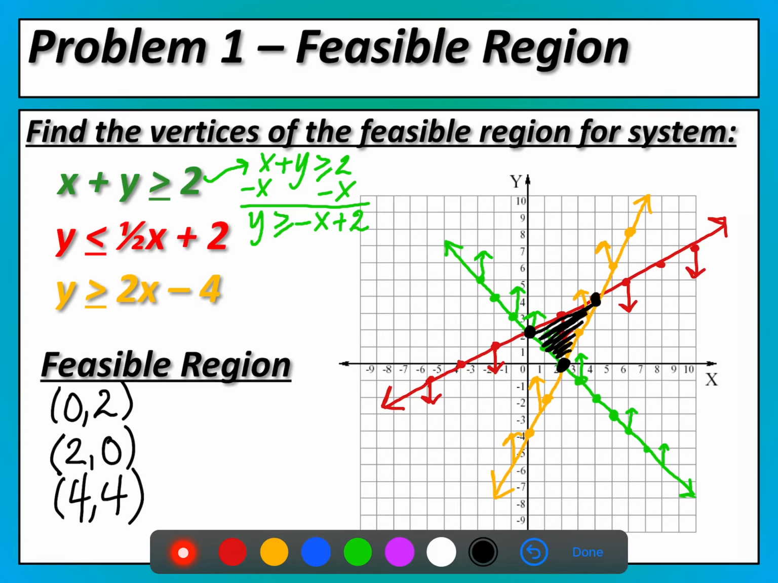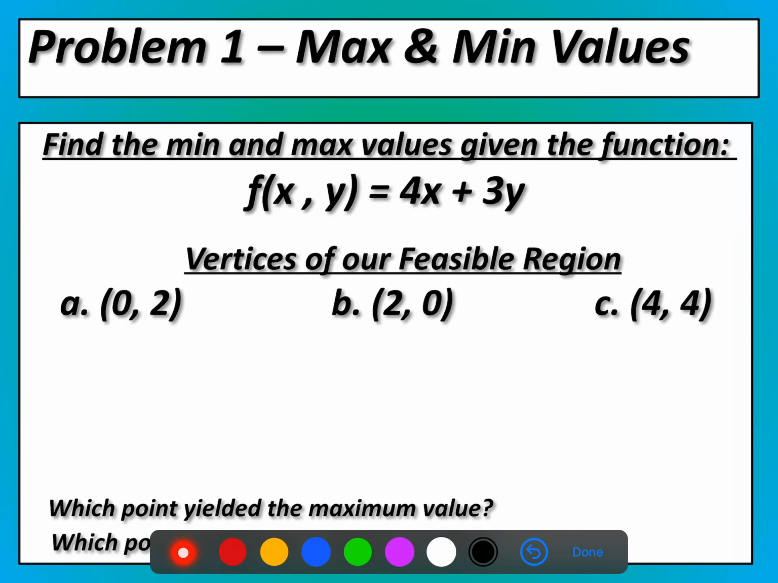Okay, so step 1 is to create your graph. Step 2 is to find your vertices. And now step 3 is going to be to evaluate them in your maximization function. Okay, so your maximization function is going to be given to you. So for this problem, it's f of x and y equals 4x plus 3.